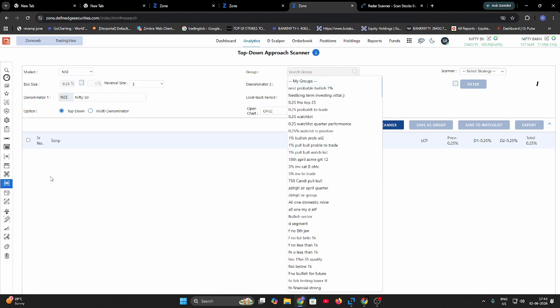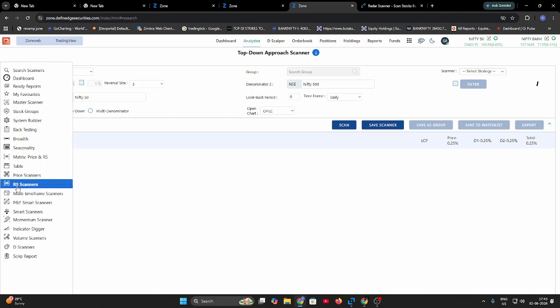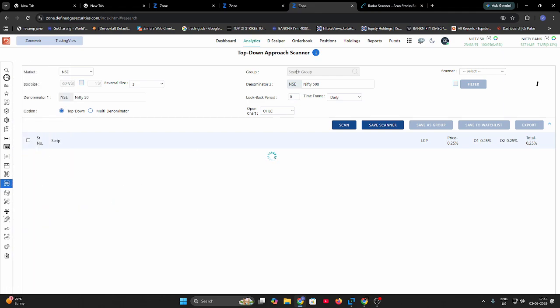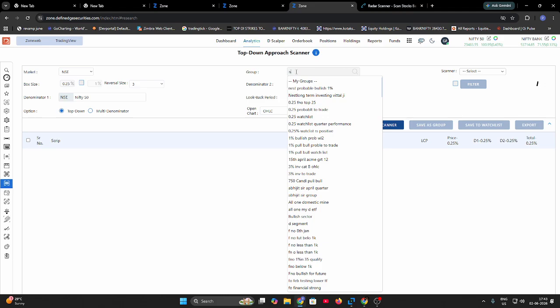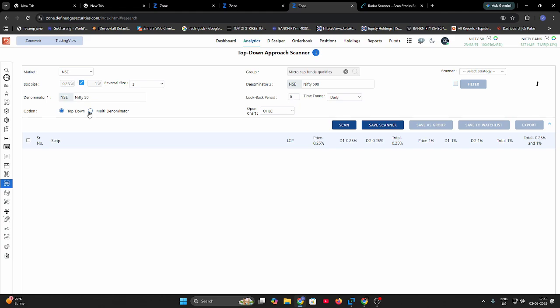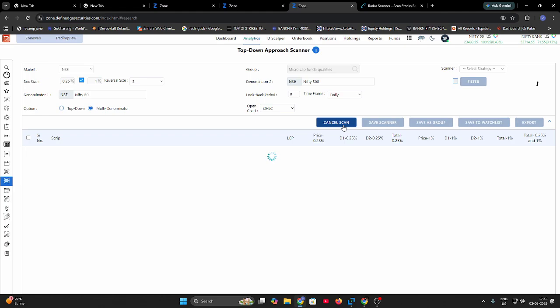Again I'm coming step by step. We go, this is our favorite scanner, the RS scanner. We go to the top down approach. Then we have created a group, micro cap funda qualifies. Again multi-denominator, so my micro cap would be tested against Nifty and Nifty 500, it should outperform both. That is what the scanning is doing.